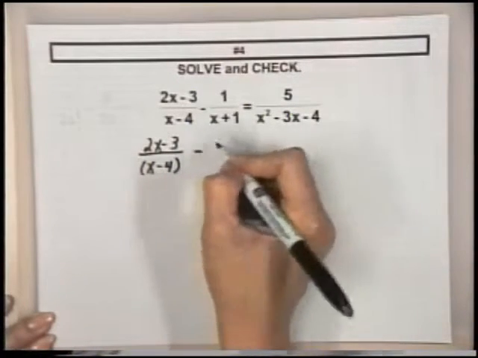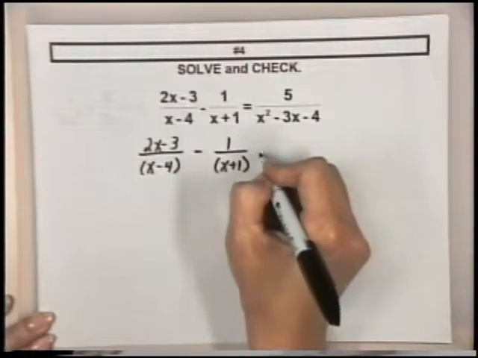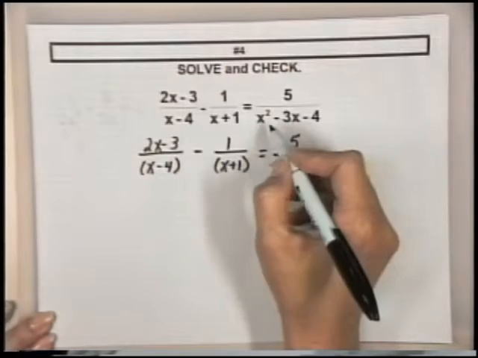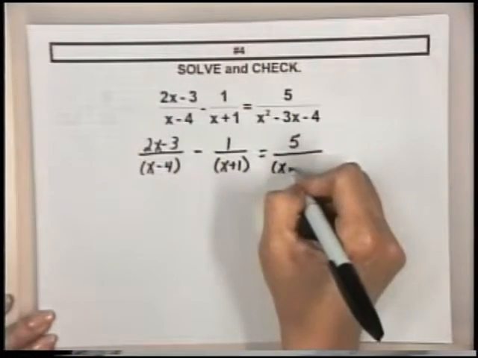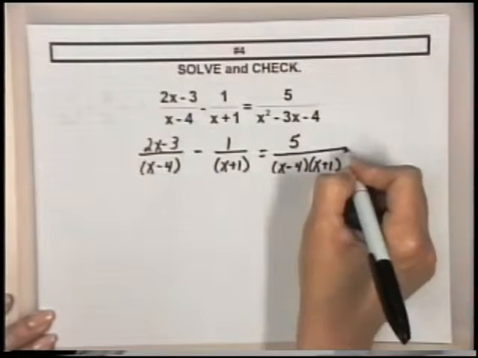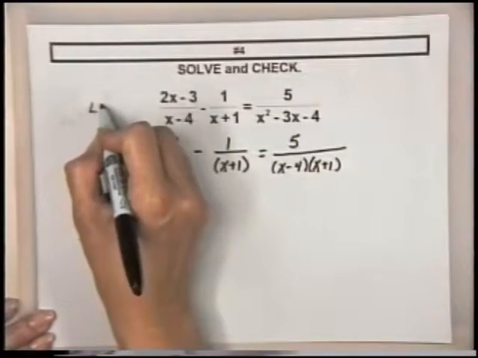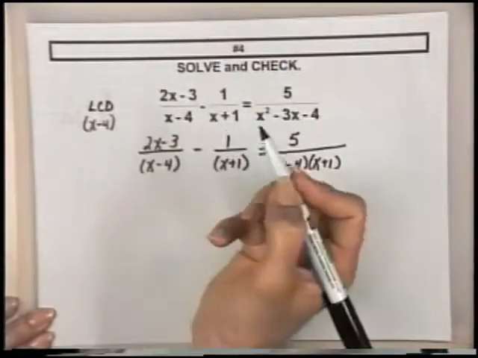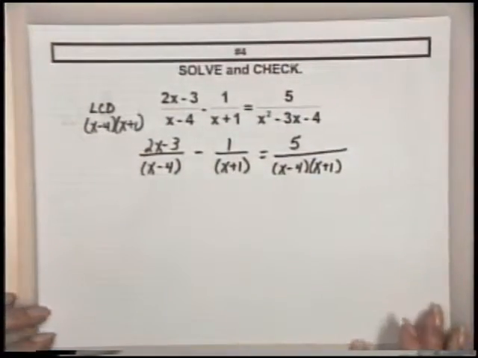X minus 4 is a prime factor, minus 1 over x plus 1, which is a prime factor, equals 5 over, and my trinomial denominator factors as x minus 4 times x plus 1. My LCD for this problem would be x minus 4 times x plus 1.